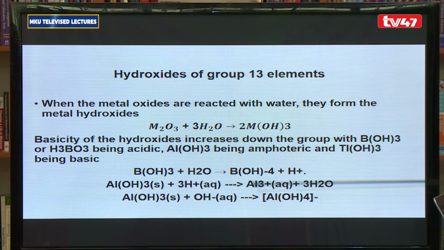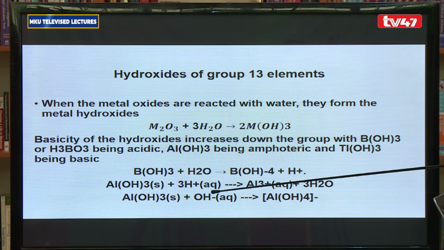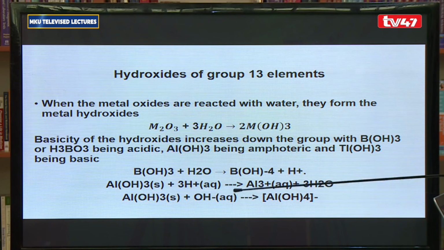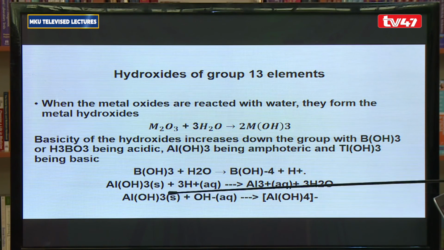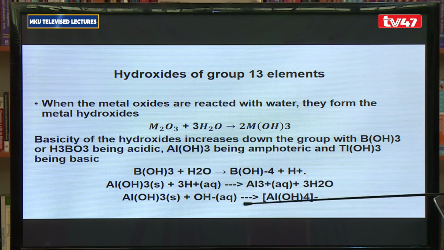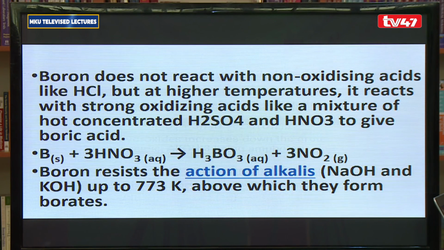So aluminium hydroxide can react with an acid to give you aluminium(III) ions, and it can also react with a base to form the aluminate ions. So the basic character of the group 13 elements increases down the group.